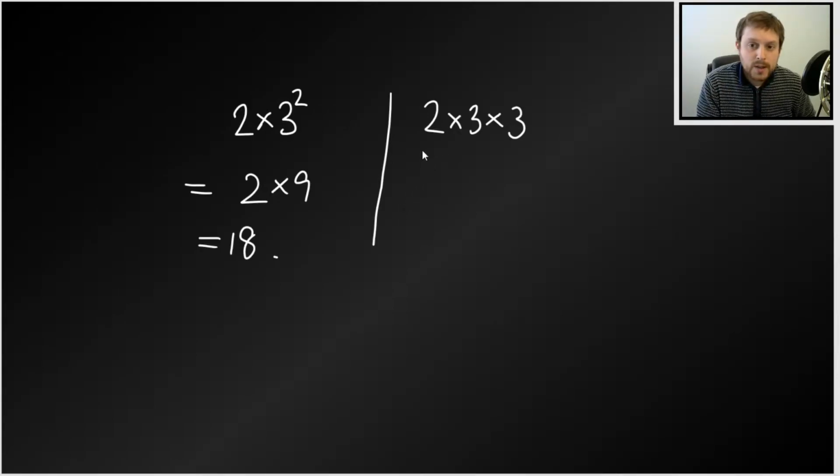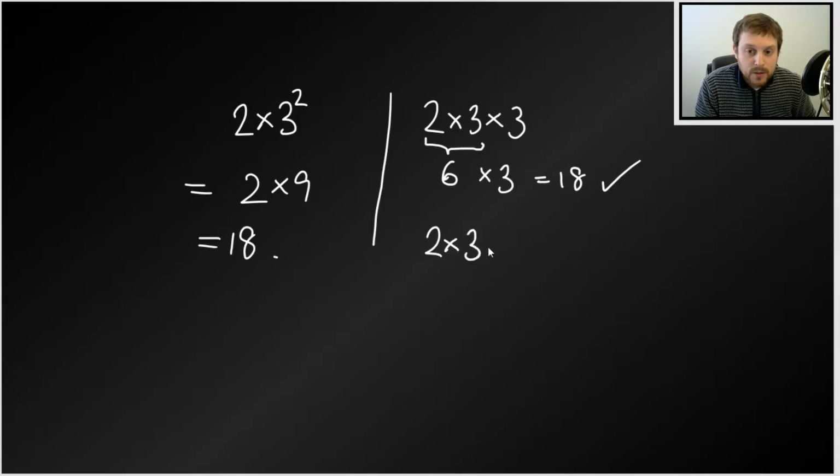So you can do this 2 times 3 first. You can do 6, and then still times 3. And that gives you the same answer, 18. Or I've got 2 times 3 times 3, and I could do this 2 times this 3 first. That's 2 times 3, which is 6, times the remaining 3, which is 18.